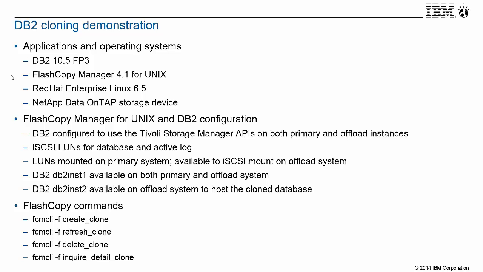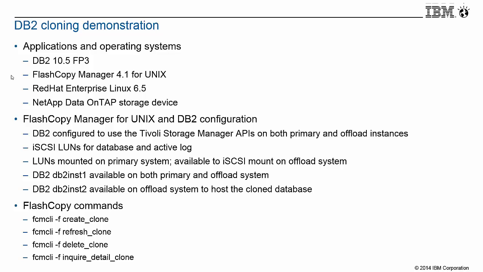Just some quick information about our configuration. We've already configured DB2 to use Tivoli Storage Manager to do offload backups and archive logs. Our database is mounted using iSCSI as a block device, so it's going to be available to both the primary and the clone systems using the iSCSI protocol, although you could do this with a SAN based infrastructure as well.